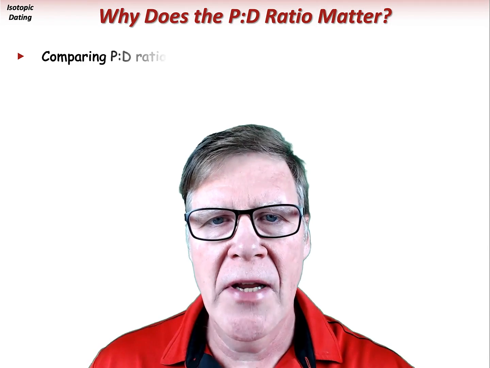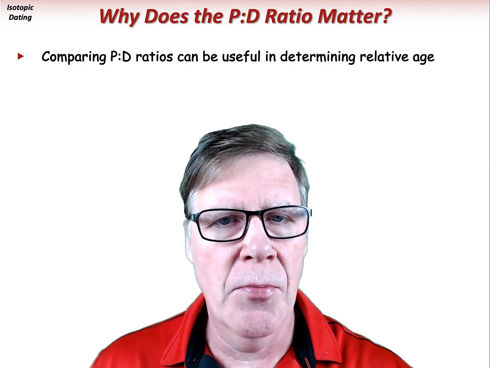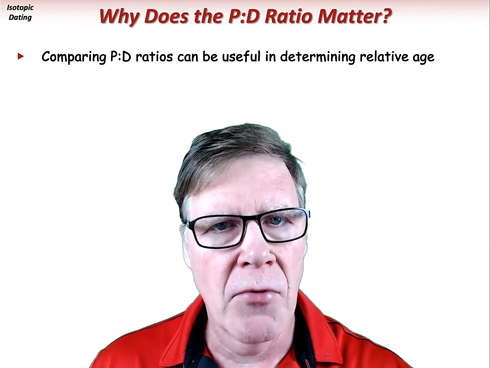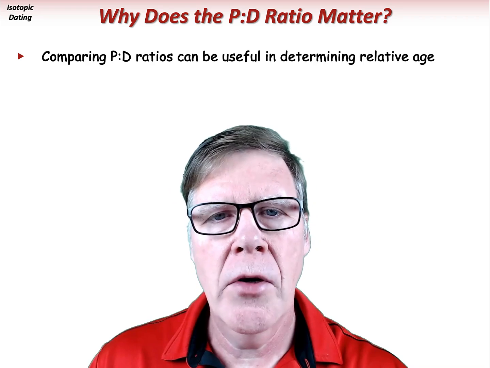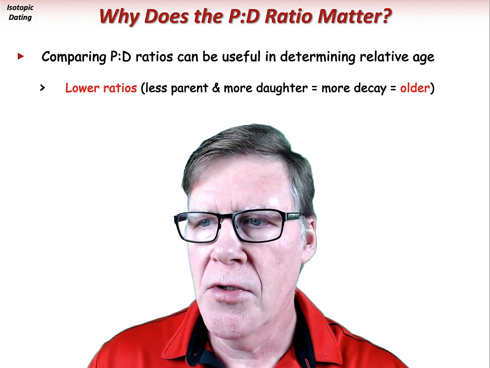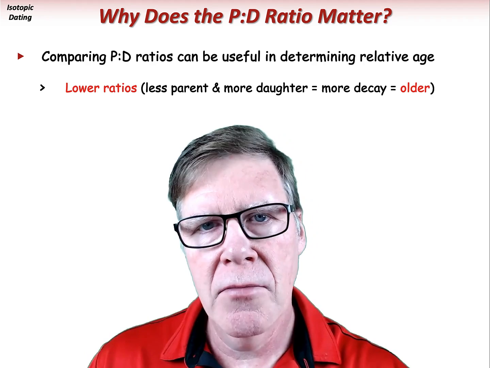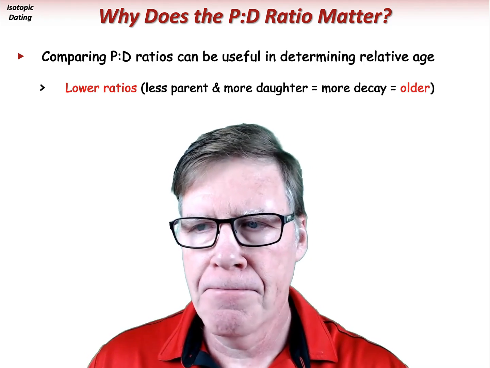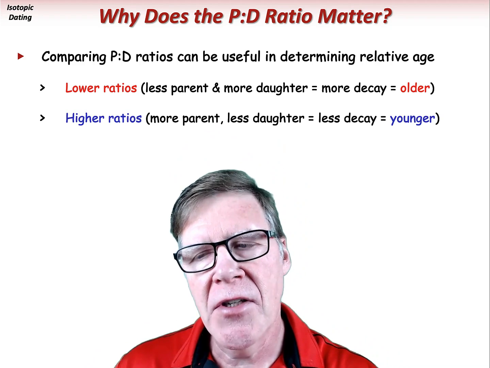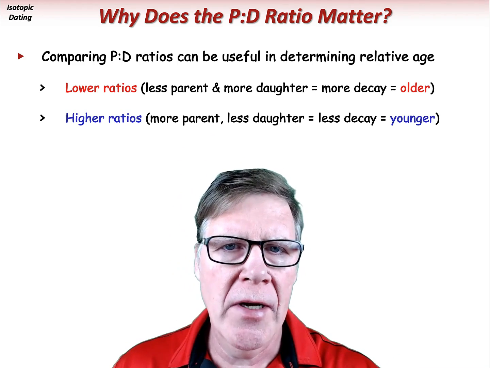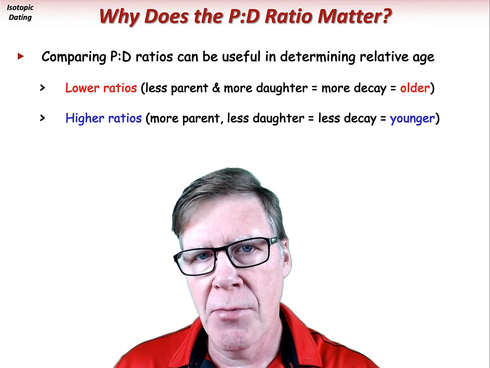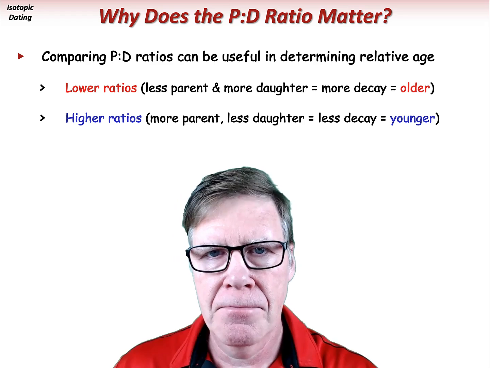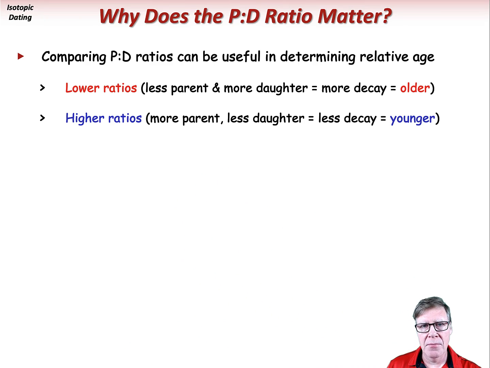Comparing the parent-daughter ratio of a given parent-daughter isotope pair can be useful in determining the relative age of different rock samples. We know that lower ratios are due to less parent and more daughter, resulting from more radioactive decay, and thus older rocks. Whereas higher ratios are from more parent and less daughter, and this is representative of less radioactive decay in younger rocks. Here's a simple example.